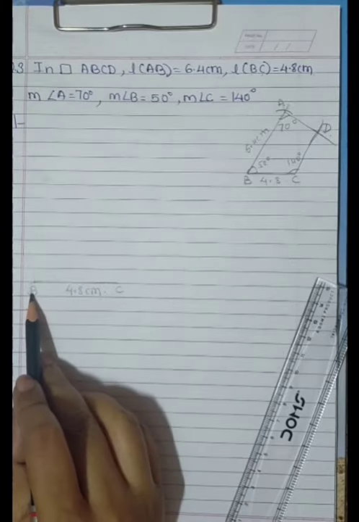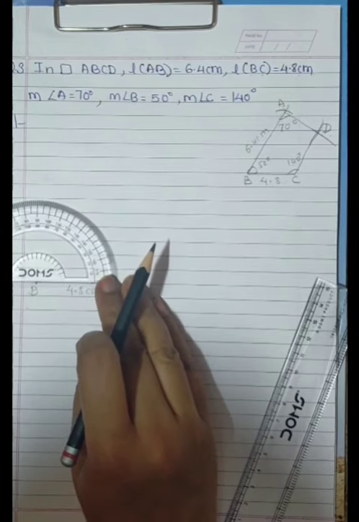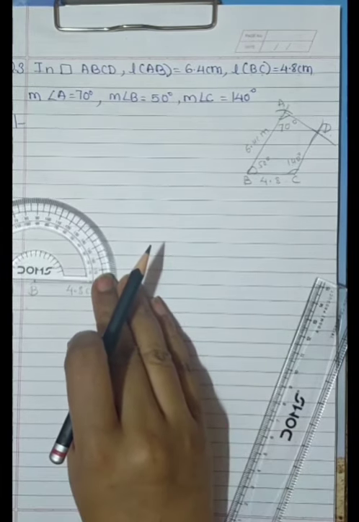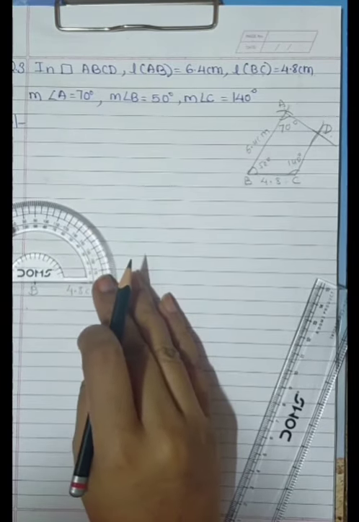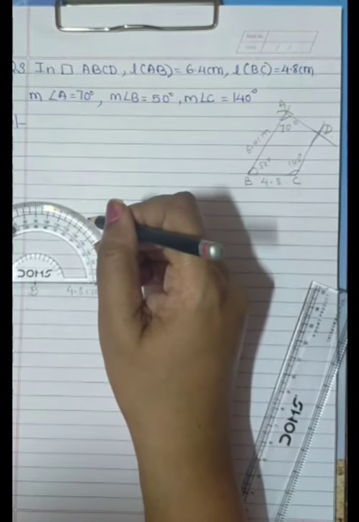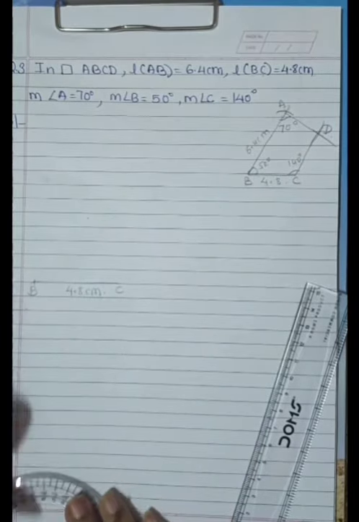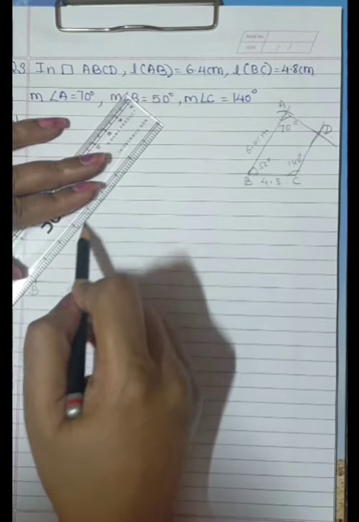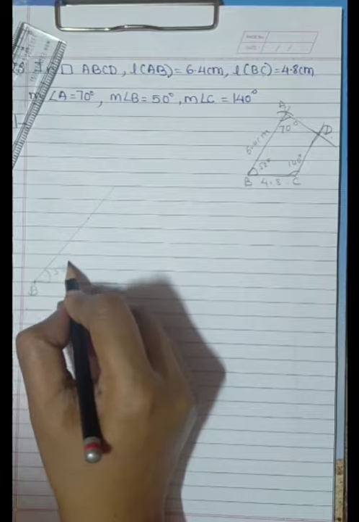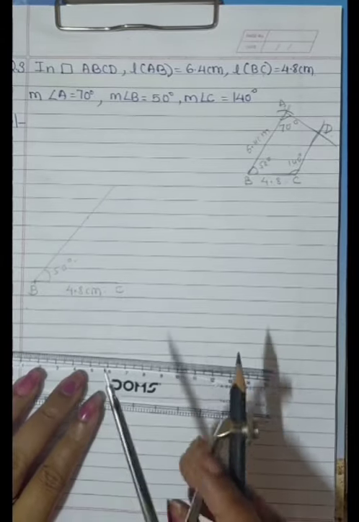We have to take measure angle B as 50 degree. So I am taking here measure angle 50 degree. This is our point, 50 degree. This is our measure angle 50 degree. I am joining here. This is angle 50 degree. Okay, now we have to draw an arc with 6.4 centimeter.